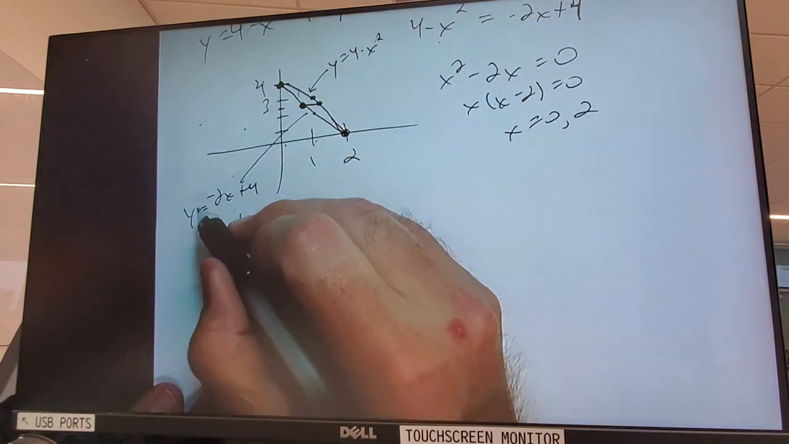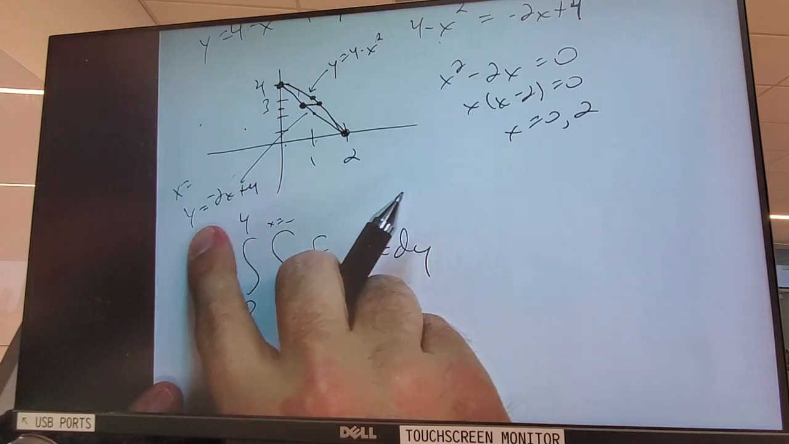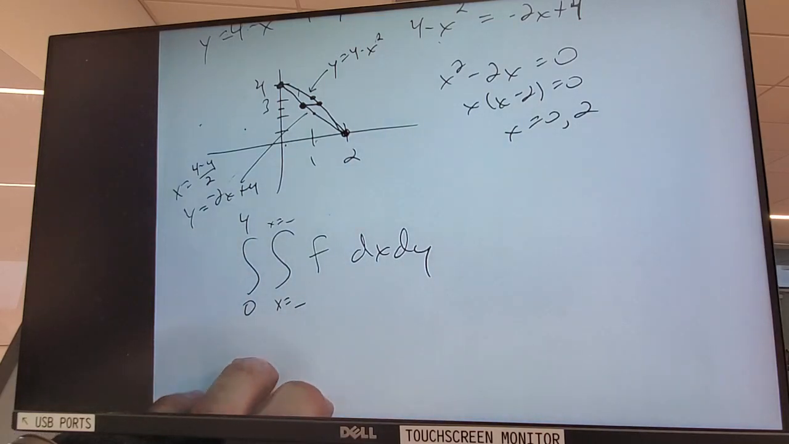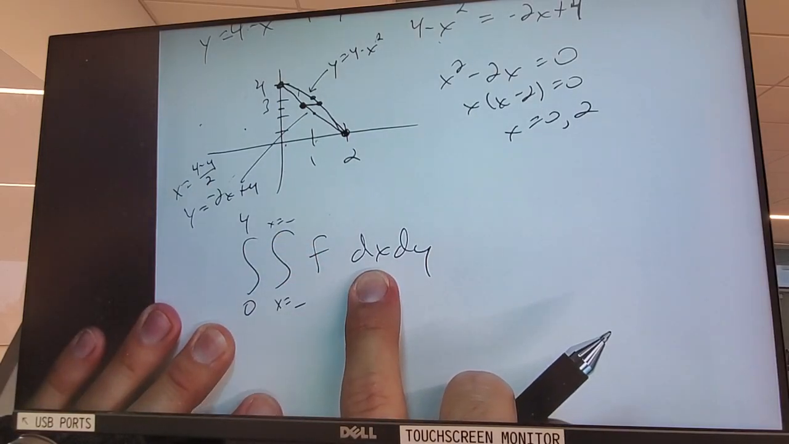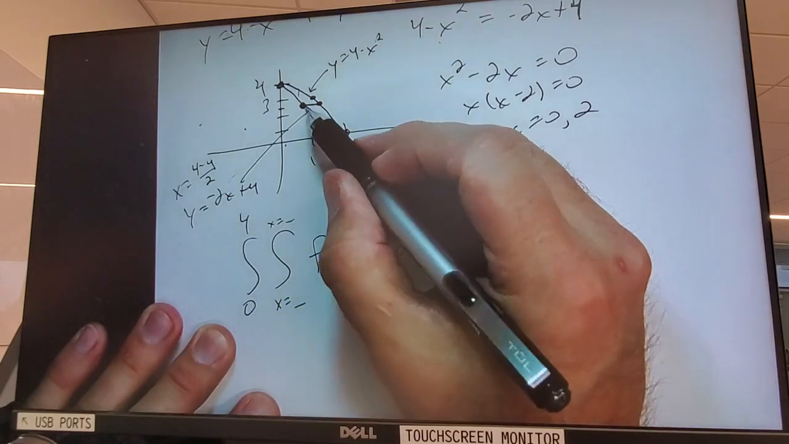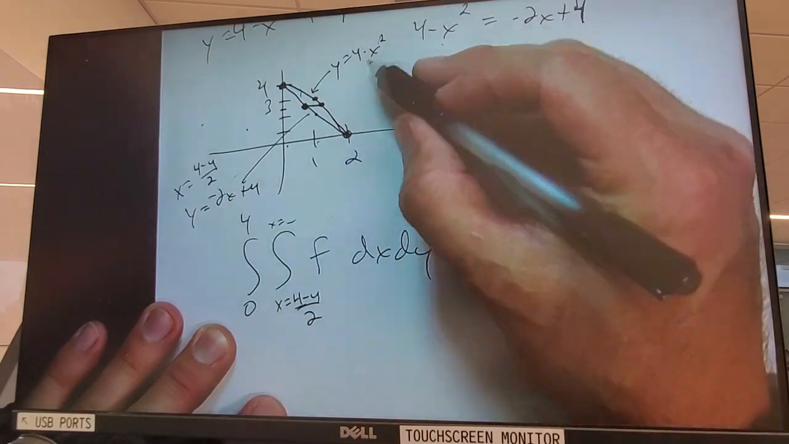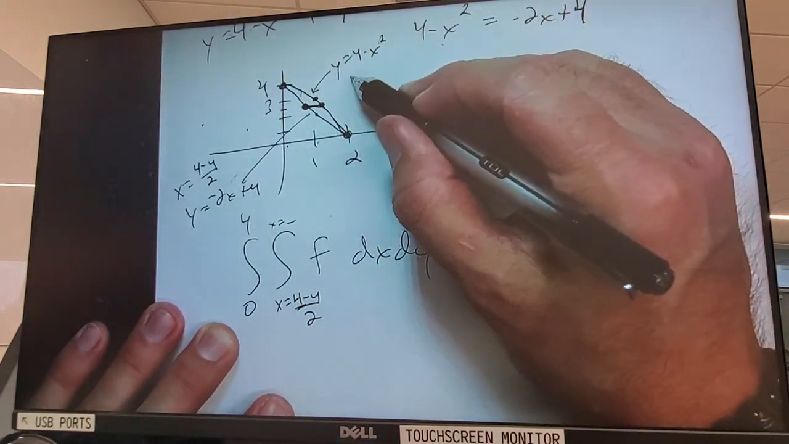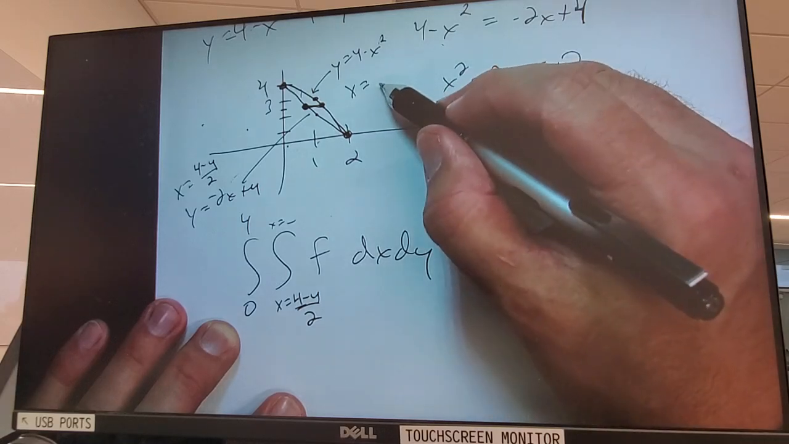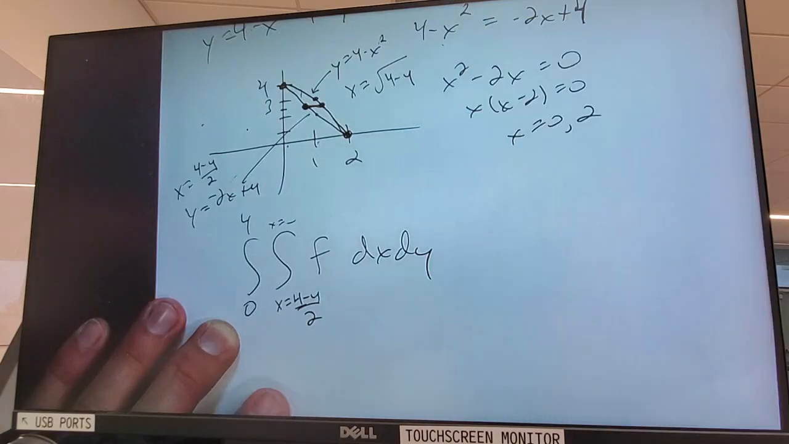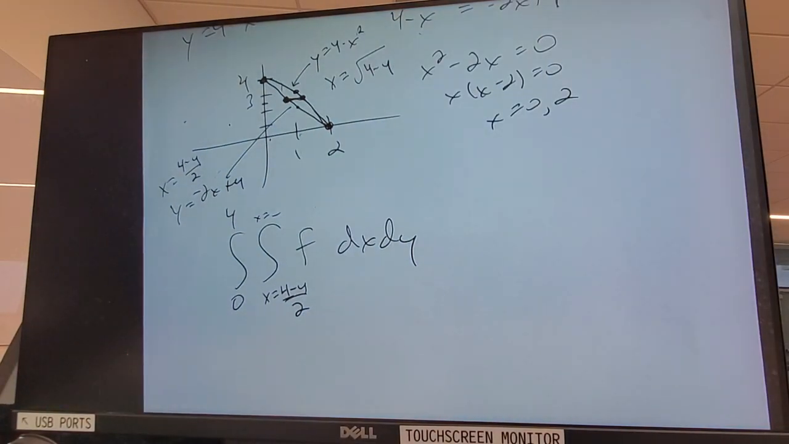So let's see. What does this become? X equals... If I subtract y and add 2x, divided by 2, I get 4 minus y over 2. Is that cool? Which you could make 2 minus 1/2 y if you want to. It doesn't matter. You guys with me? Because this has to be what x is doing. So x is going from 4 minus y over 2 to this, which will be what? And it's positive because it's on that side.